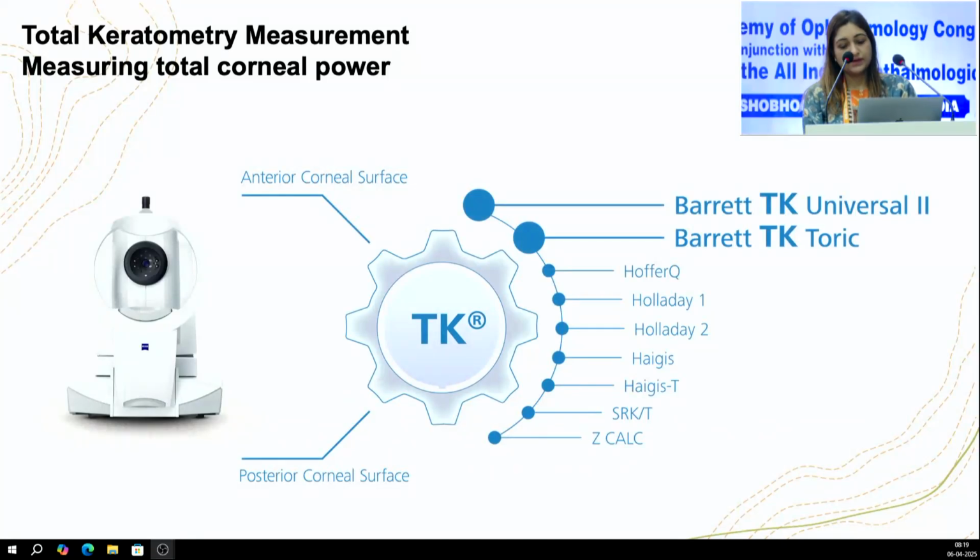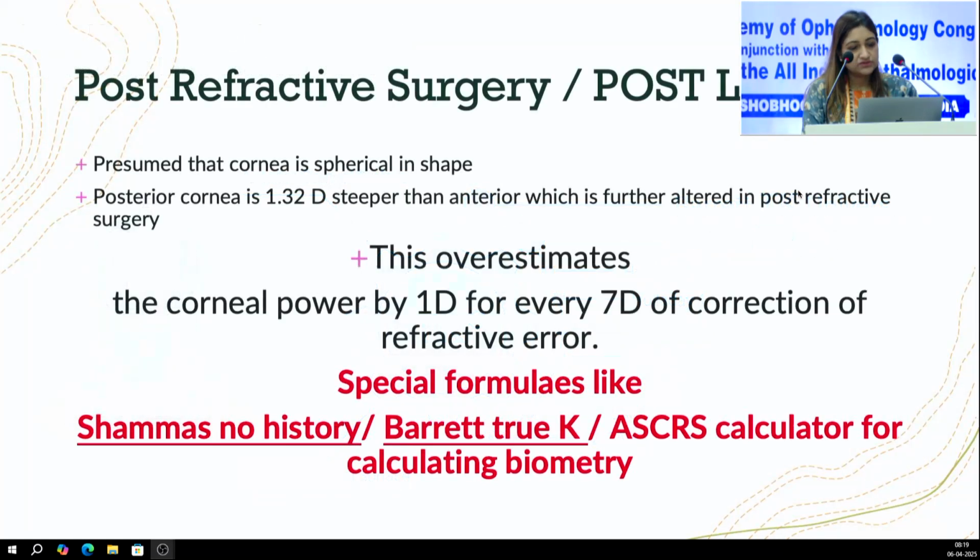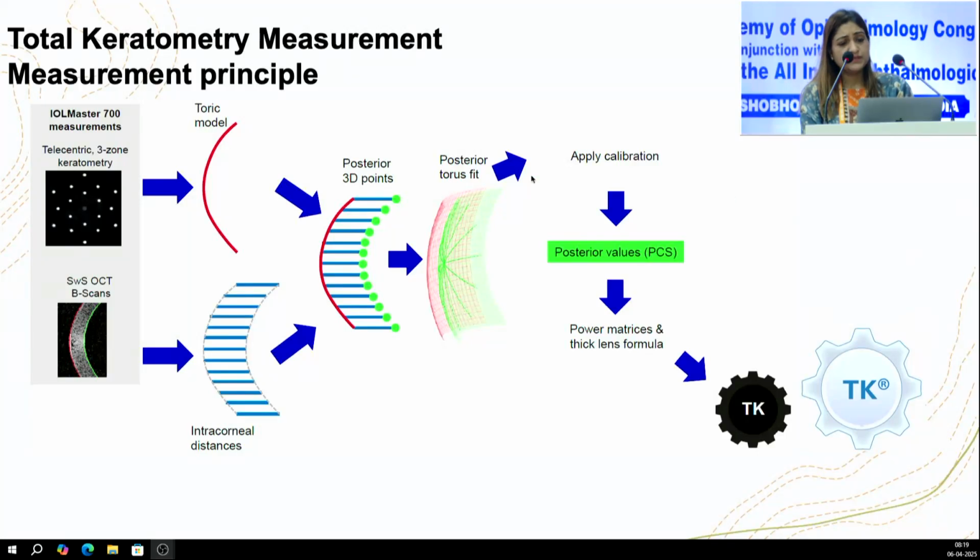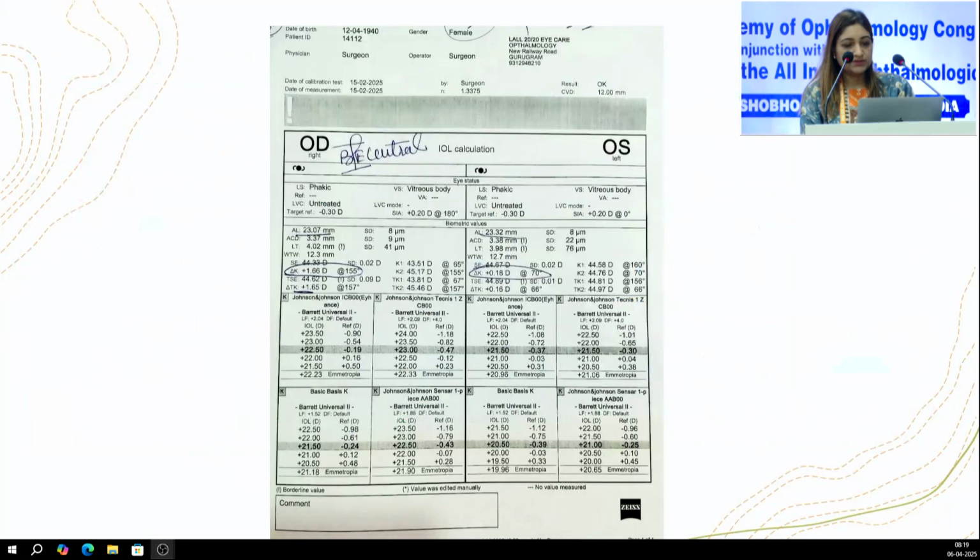So they have incorporated the True K, which is a keratometry based on posterior corneal values and calibrated similarly. This is a typical scan of a patient with a cataract eye. You can see the keratometry values here, K1, K2, and TK1 and TK2, which are the true K1 and true K2 power.